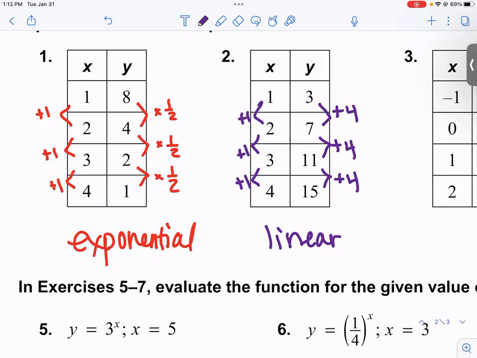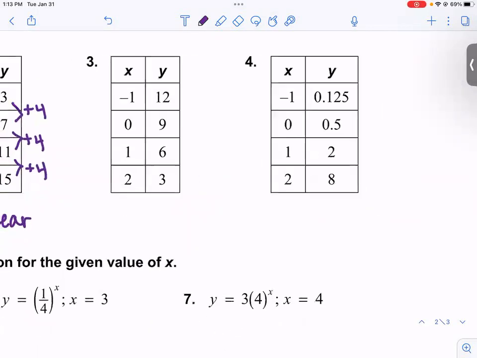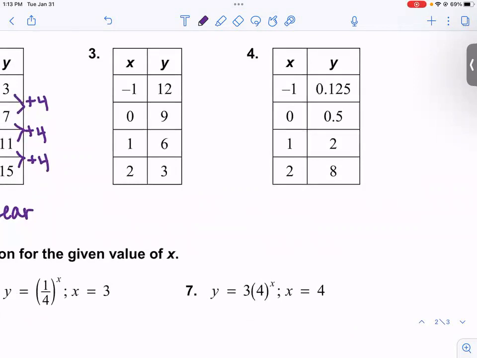So are we adding the same number over and over or multiplying the same number to get from one to the next? Like over here, we added 4, added 4, added 4. Here we multiplied by a half. So 12 to 9, 9 to 6, 6 to 3. Wouldn't we be subtracting 3 every time? So that would mean we have a linear function. Would it also work if you were adding a negative number? Yes. All right, so number 3.